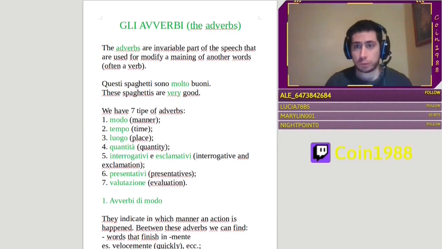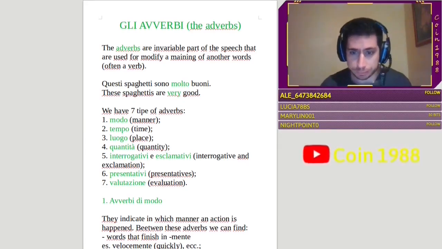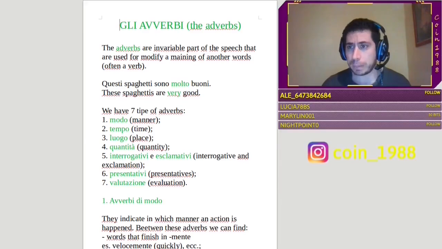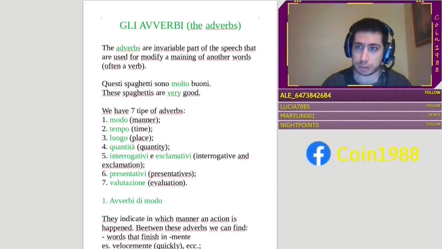Today we will do the adverbs. It is not a very easy lesson. It is similar to the adjective. So now we will start.